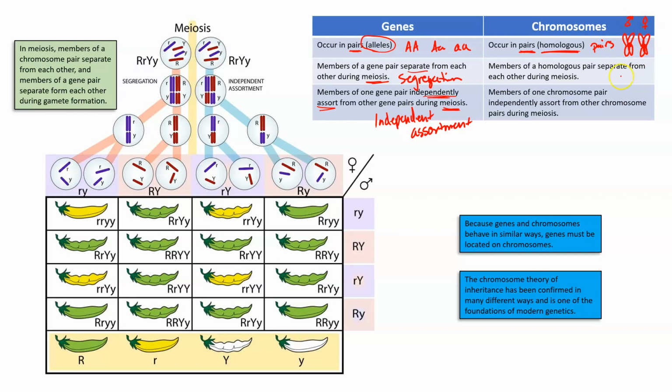Members of a homologous pair separate from each other during meiosis. Okay, that's basically segregation at the chromosome level. And then members of one chromosome pair independently assort from each other during meiosis. Again, that's independent assortment at the chromosome level. So you will see that there are similarities between genes and chromosomes, and they not only interact together, but they mimic each other in terms of how they come together, how they're paired, how they're separated during gamete formation, and then how they are independently transferred from parent to offspring independently of all of the others.